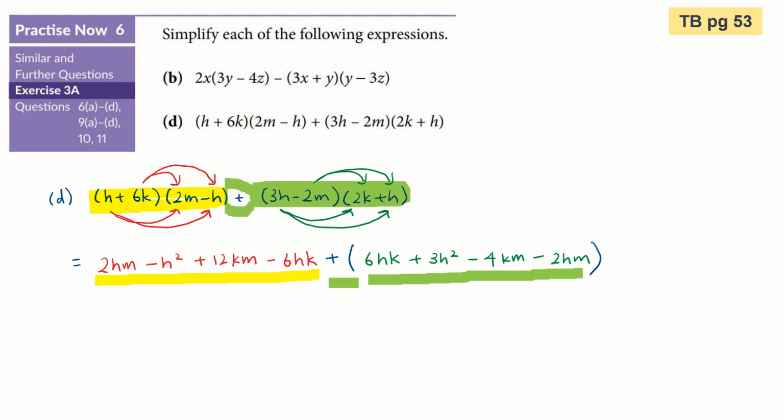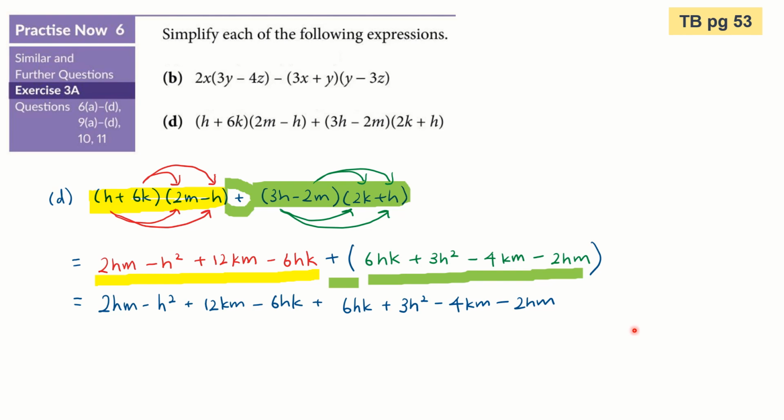Once done with this, we will try to simplify by taking into consideration the positive sign now. But because we know that the positive sign doesn't have any impact in terms of changing the operations in this pair of brackets, what we will do next is that opening up the brackets will leave us with 6hk plus 3h squared minus 4km minus 2hm. So no change in operations at all.